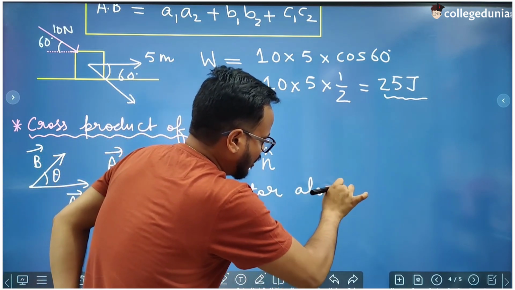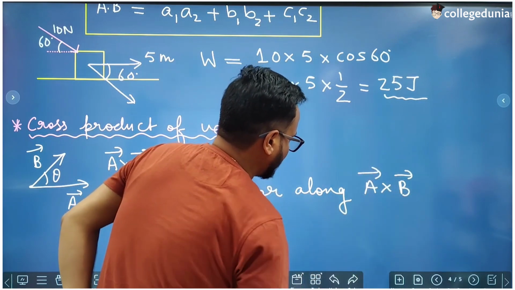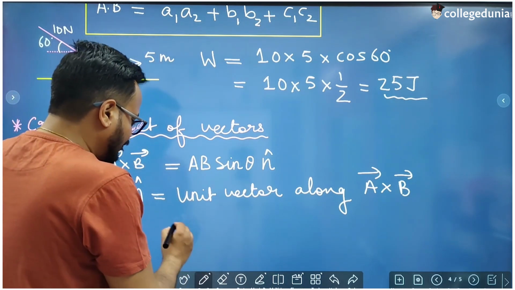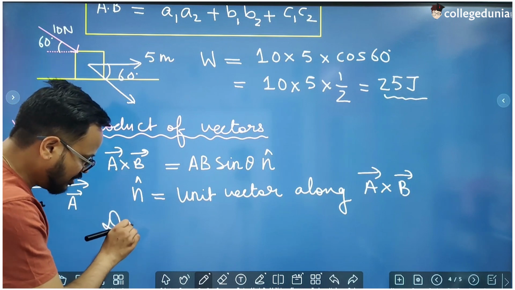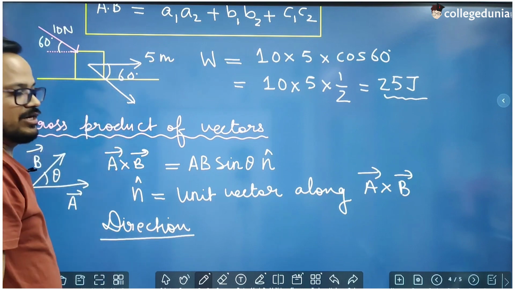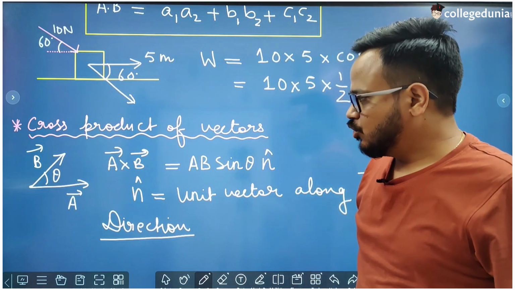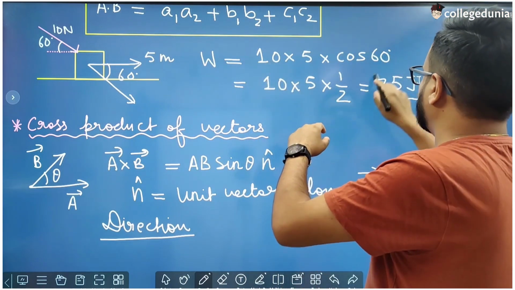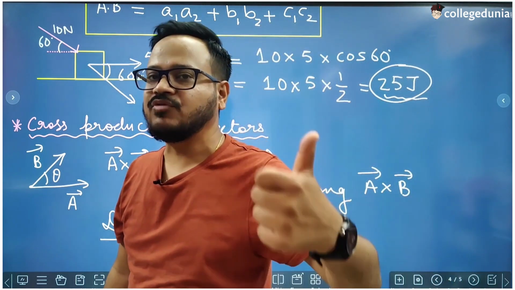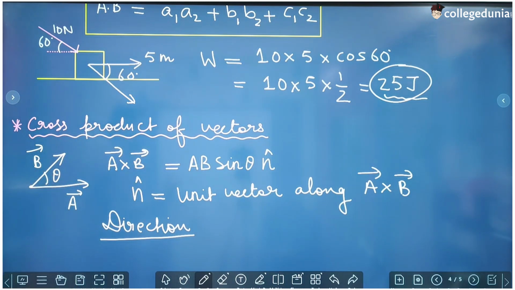and we will say that n cap is the unit vector along the vector A cross B, right? Unit vector in the direction of A cross B. And since A cross B is a vector quantity, we cannot leave it in the form of magnitude only, because this is a vector quantity. So we have to tell the direction of this quantity.